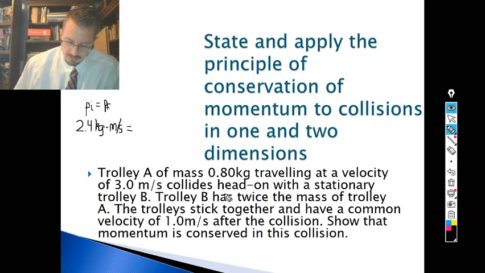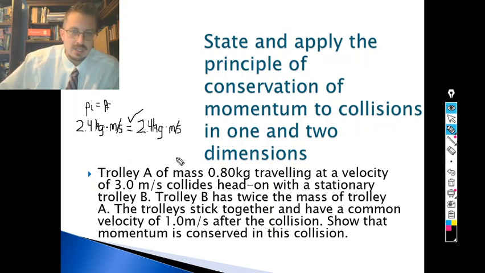Trolley B has a mass of 1.6 kilograms, because that's twice the mass of trolley A, which is 0.8 kilograms. So if we add 1.6 and 0.8, we realize that our object has a final mass of 2.4 kilograms. And because they tell us that this new object is traveling at a velocity of 1 meter per second, you can multiply 2.4 kilograms times 1 meter per second to get 2.4 kilogram meters per second of final momentum. And so we've shown that the initial momentum equals the final momentum.